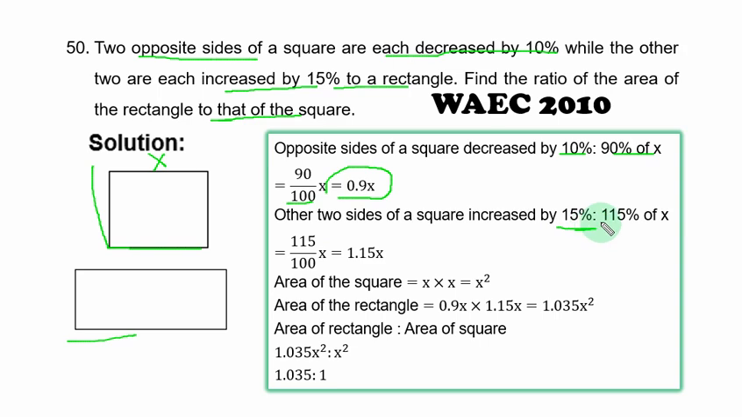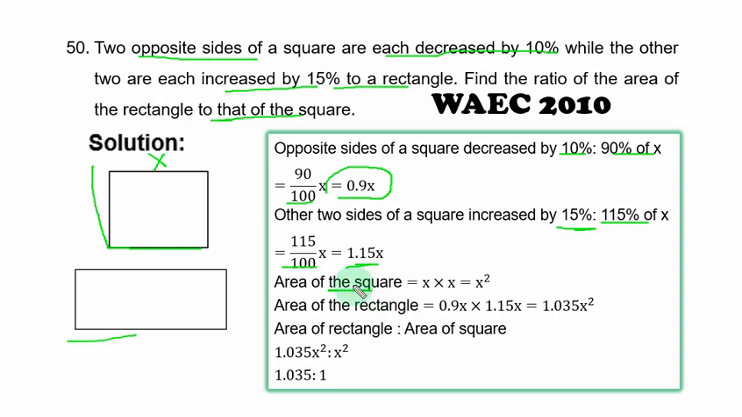You now have 115% of the side S. You know the side before the decrease and increase is 100%. That simplifies to this, that is 15% of S, and you have 1.15 S. These are now the dimensions of the rectangle.